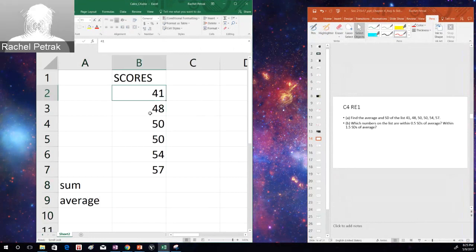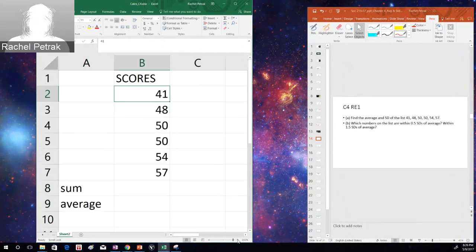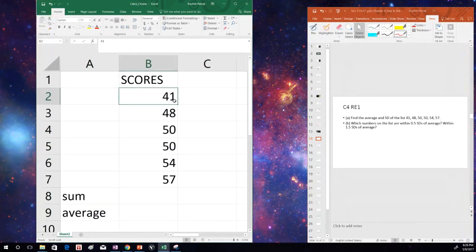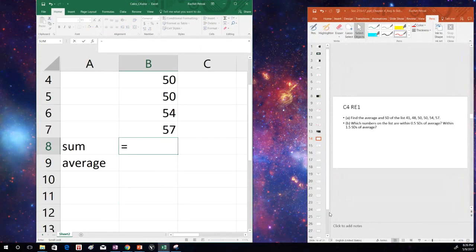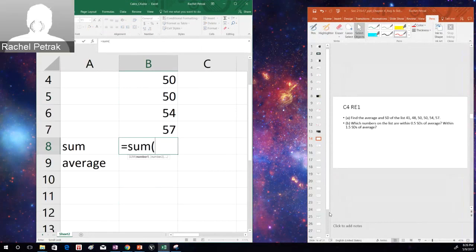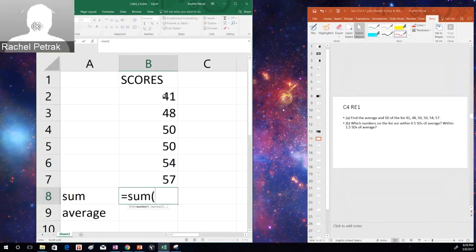So first we have all of our scores in here. And to get the sum of scores, click on the cell you want to put your sum in, equals sum of the scores in the column, the scores that you want to sum. So in our case, it's B2 to B7, and then enter.